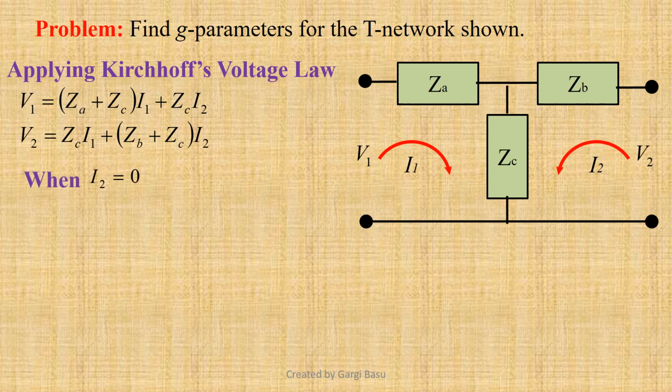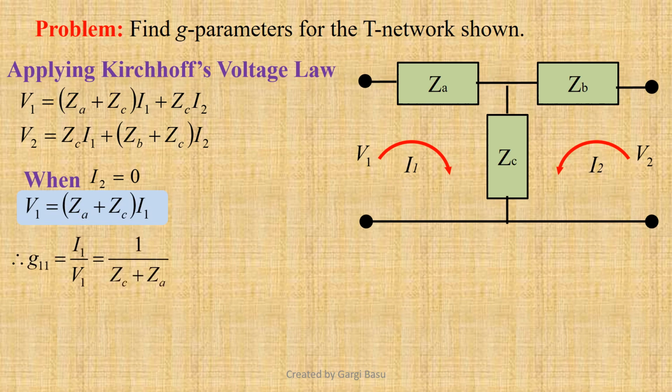Now let us open circuit the output port, that is I2 equals 0. So from equation number 1 we can write V1 equals (ZA plus ZC) into I1. Therefore G11 equals I1 by V1 equals 1 upon (ZC plus ZA). Now from equation number 2 we can write V2 equals ZC into I1 as I2 equals 0. Therefore we get G21 equals V2 by V1 equals ZC by (ZC plus ZA).